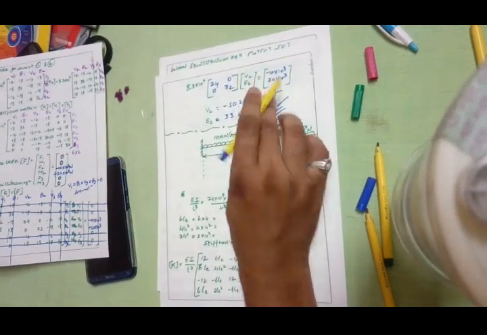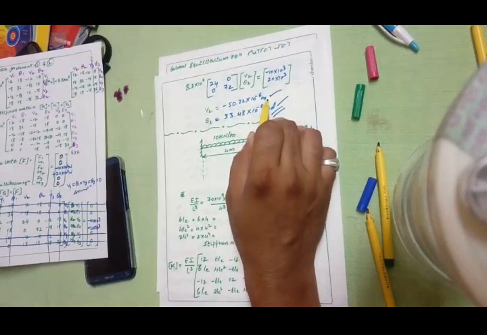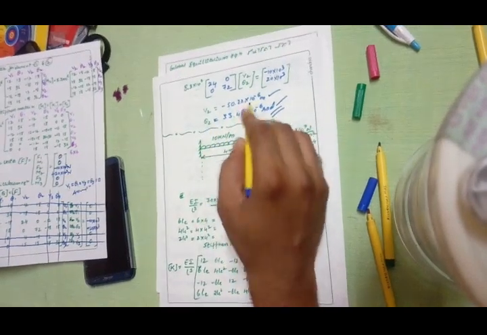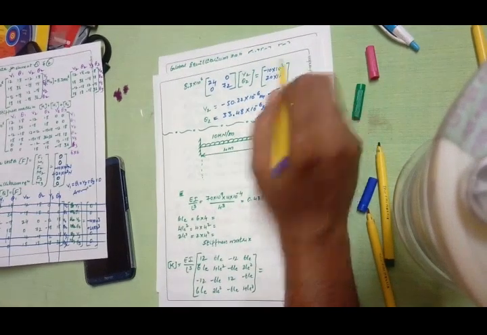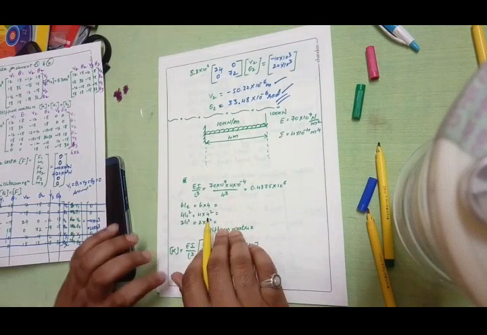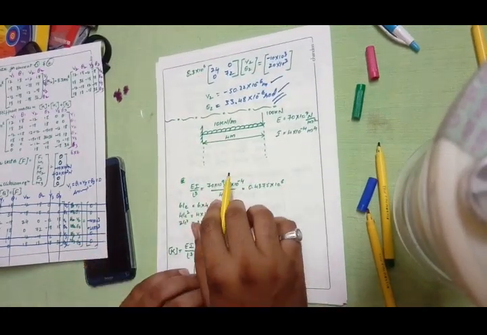Okay, if you just solve the above equation, you are going to end up with the unknowns, that is V2 equals 50.22 into 10 power minus 6 meters and theta 2 is 33.48 into 10 power minus 6 radians. Okay, this is the solution we require. Meanwhile, I have solved one more problem also. Let us solve one more problem.